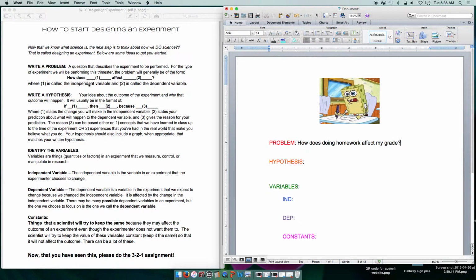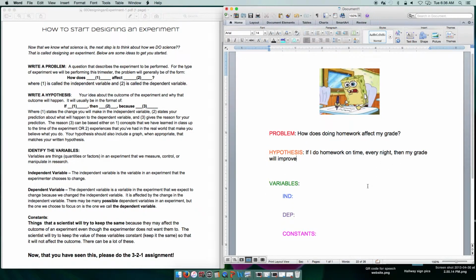So remember, our independent variable was the thing we filled in our problem, which in this case was doing homework. So this would be something like, if I do homework on time every night, that would be the change that we will make in our independent variable. Then the next part says, then what your prediction is about what will happen to that dependent variable. So if I do homework on time every night, then my grade will improve. So maybe compared to whatever it was before, your grade will improve. That's our prediction.